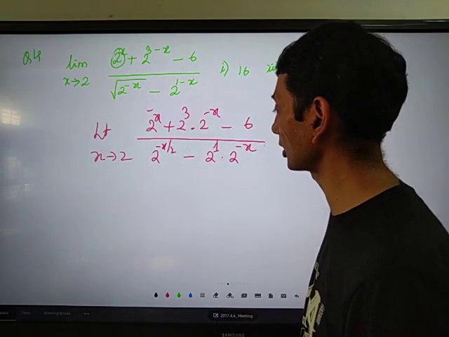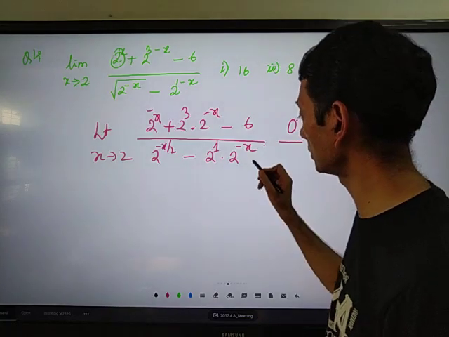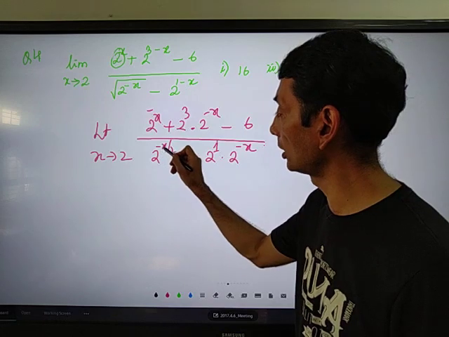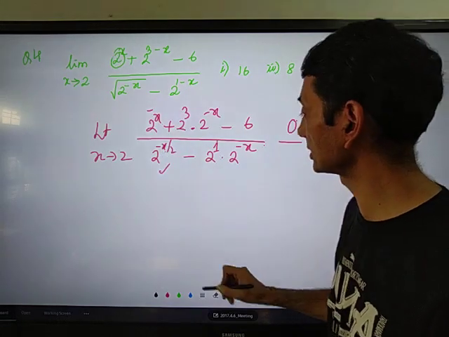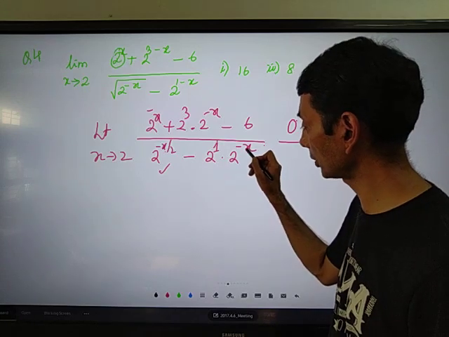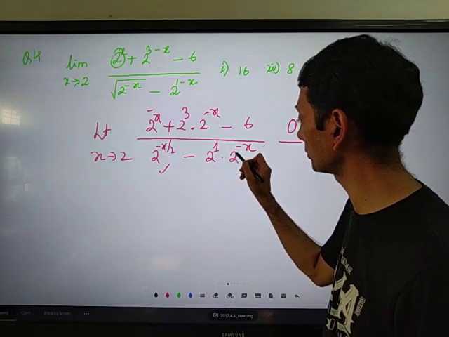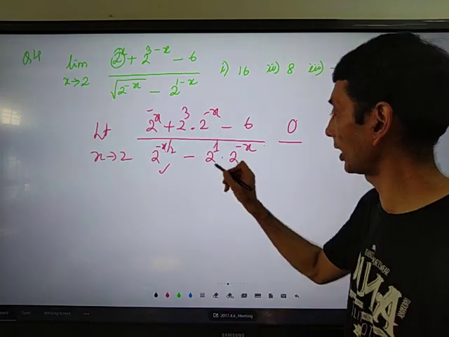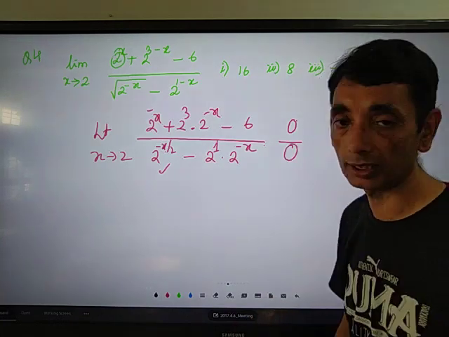And let's see the denominator. This will be 2 to the power minus x by 2, so with x equal to 2, 2 to the power minus 1 means it's half. And this is 2 to the power minus 2. Again, if you multiply 2 to the power minus 2 and 2 to the power 1, this will be 2 to the power minus 1, which is also half. Look, this is also 0 by 0 form.